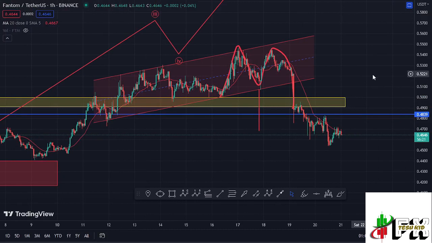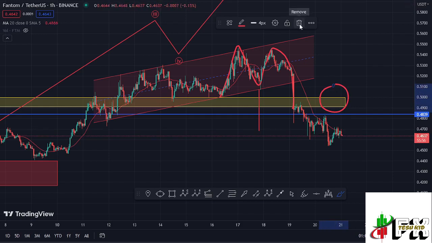Welcome back to Teshkid FX for another Fantom price prediction update, which at the time of this recording is holding below the 20-day MA here on the 1-hour chart, which is now acting as resistance. We are also holding below a key area of support at around the $0.5 mark, which is now acting as resistance.